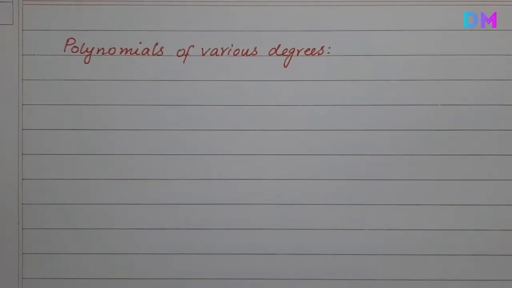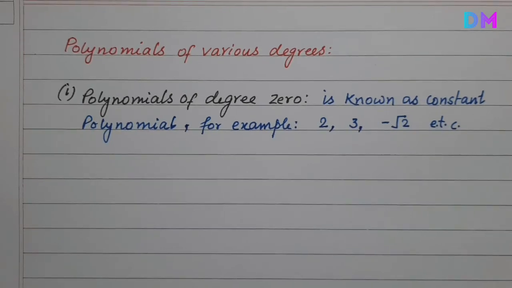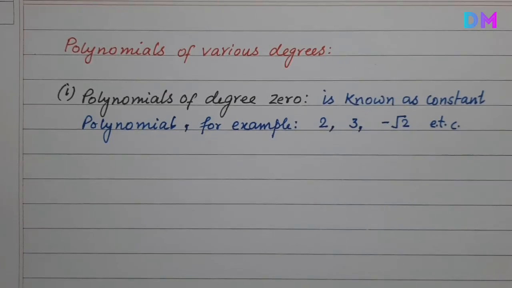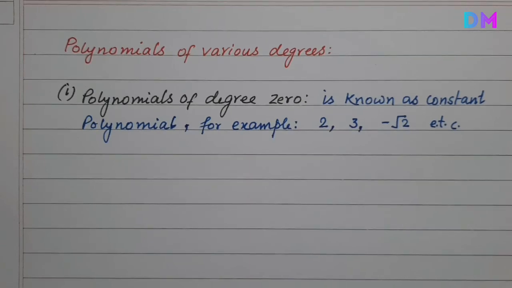Now we will learn about polynomials of various degrees. The first one is polynomial of degree 0, which is known as a constant polynomial. For example, 2, 3, minus 2, etc. But don't write here 0, because 0 is not a constant, it's rather 0 polynomial. Though 0 is a constant number, we will call it a 0 polynomial. The degree of a 0 polynomial is not defined. But for a constant polynomial, the degree is 0.